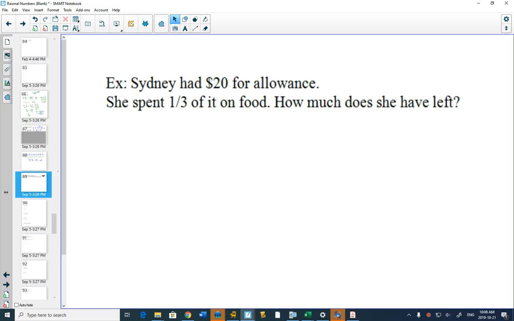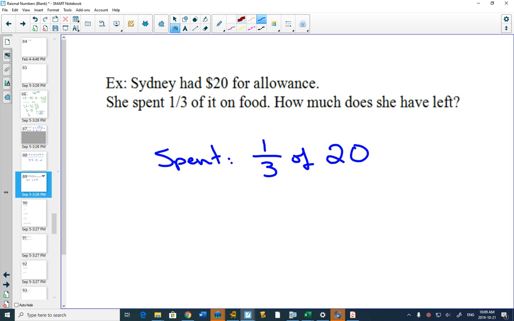Okay, we read the question. She spent 1/3 of it on food. So if I write here, this is how much she spent, 1/3 of 20. The word "of," when we read it in English and we have a fraction, mathematically that means you multiply. 1/3 of 20 is 1/3 times 20.